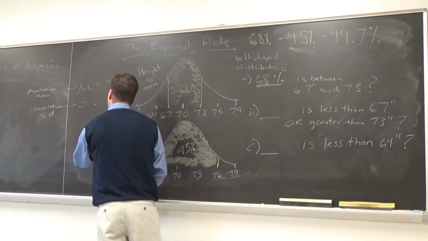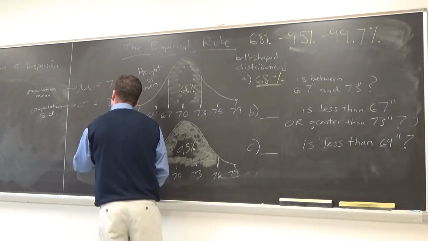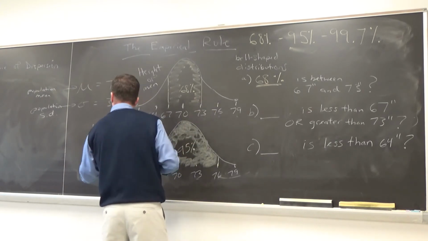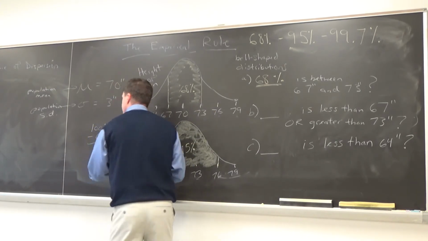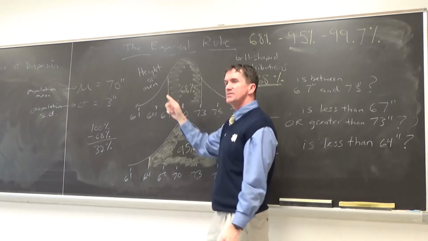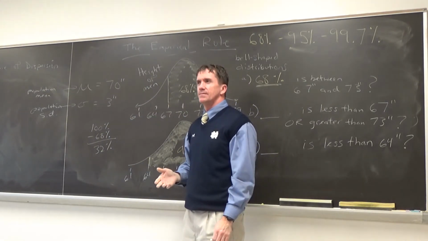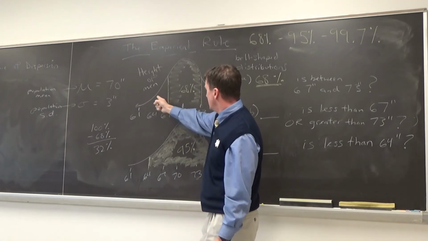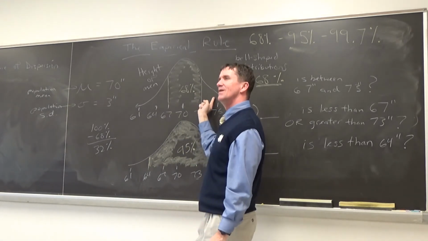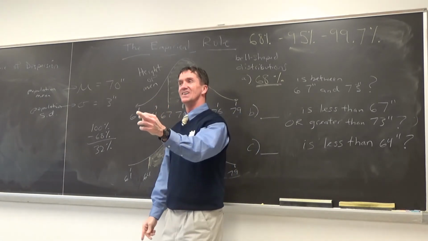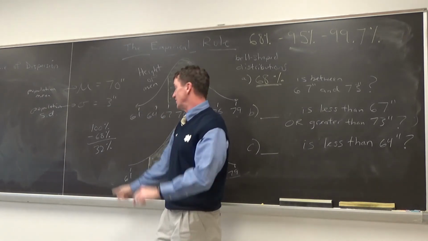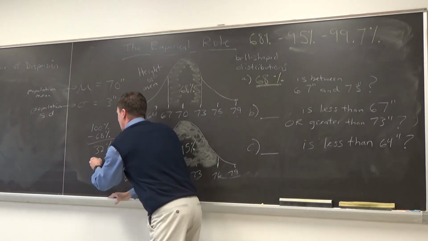I'm going to take 100%. I am going to subtract 68% to see what's left over in these two spaces here, in these two gaps. So what's in these two gaps? 32%. So does that mean there's 32% here and 32% here? No, you know what to do. Cut it in half, right? Or divide by 2. What's 32% divided by 2?